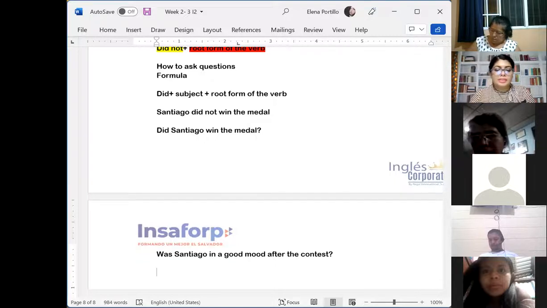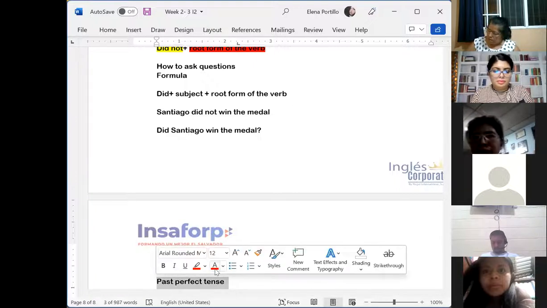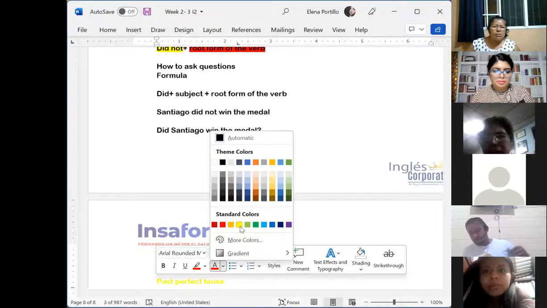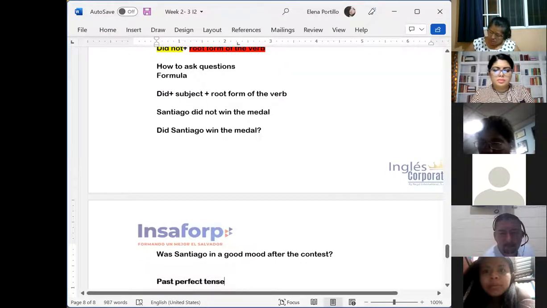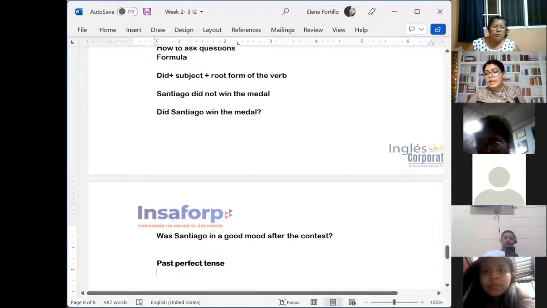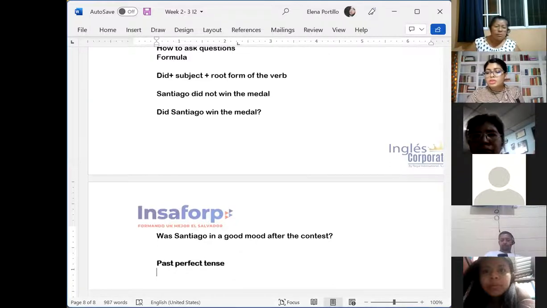Then we have the past perfect tense. This is the second part of the past tenses. So it says, the past perfect, also called the pluperfect, is a verb tense used to talk about actions that were completed before some point in the past. Este past perfect tense es usado para hablar de acciones que fueron completadas a cierto punto en el pasado. So, the past perfect tense is for talking about something that happened before something else.